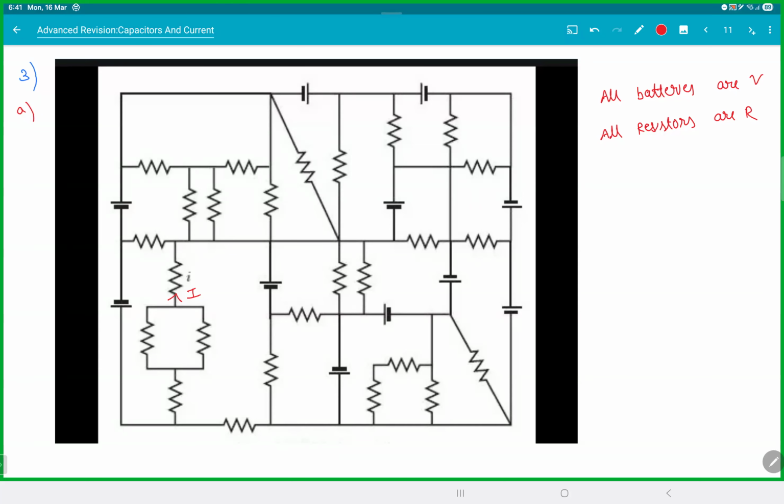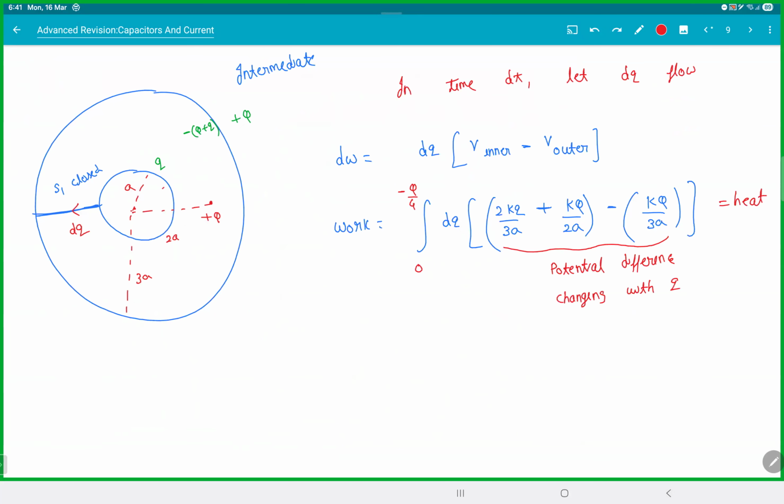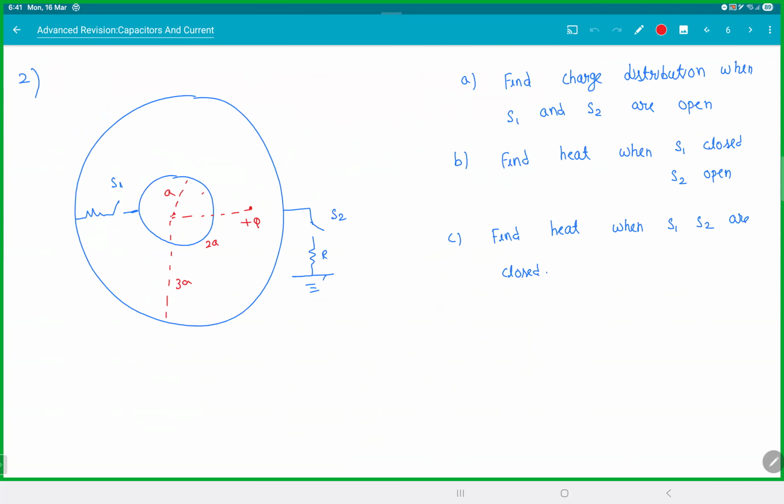Won't Q inside change to match the zero potential? Why? The inside charge does not know who is outside. Sir, but potential on the sphere inside should also be zero, right? Right, because my Q is a mistake.